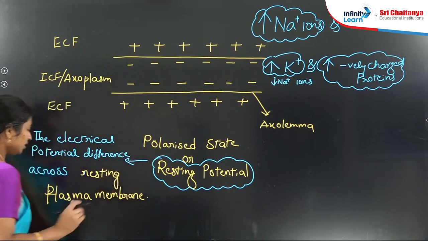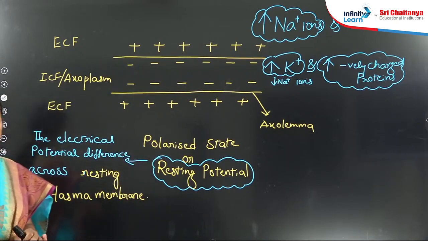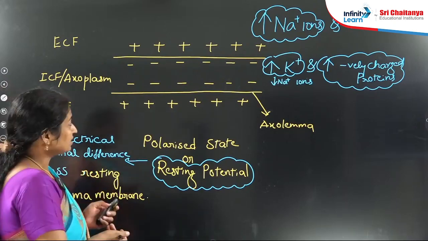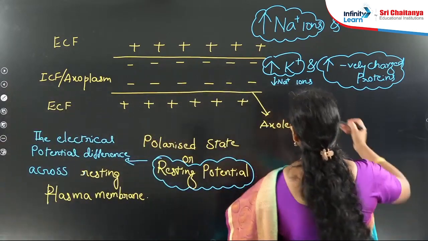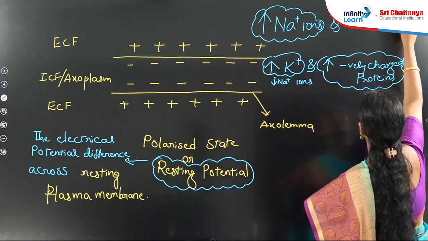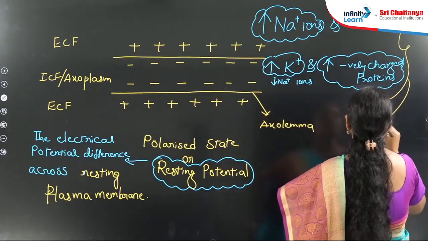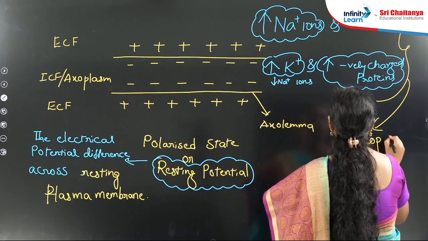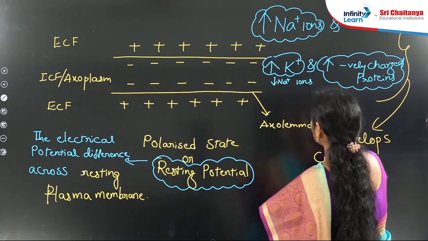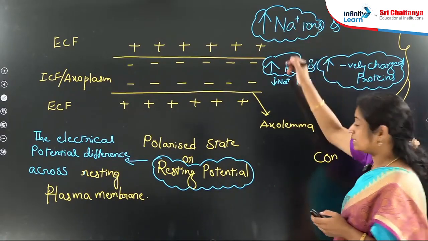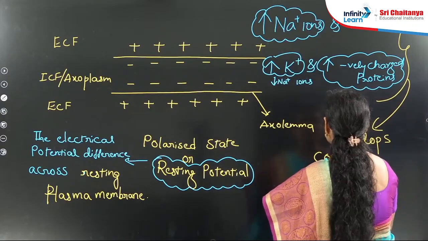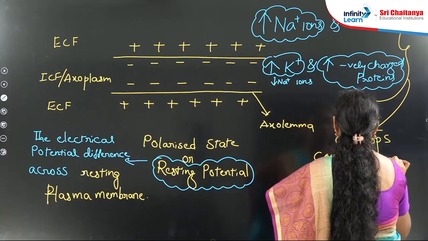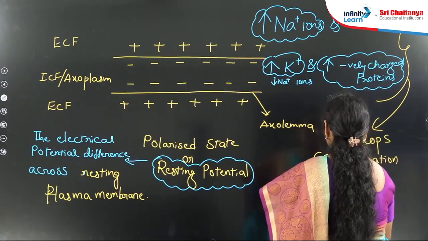Across the resting plasma membrane is known as resting potential. Next, because of this different concentration, it develops a concentration gradient, because there is a difference in concentration on two sides. For that reason, it develops a concentration gradient.